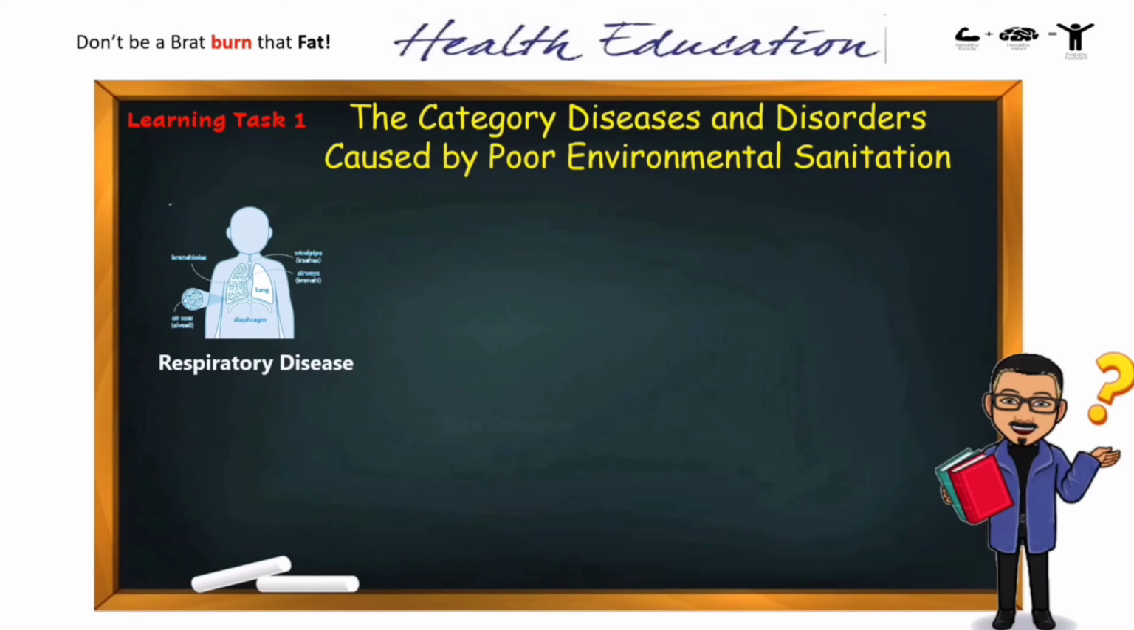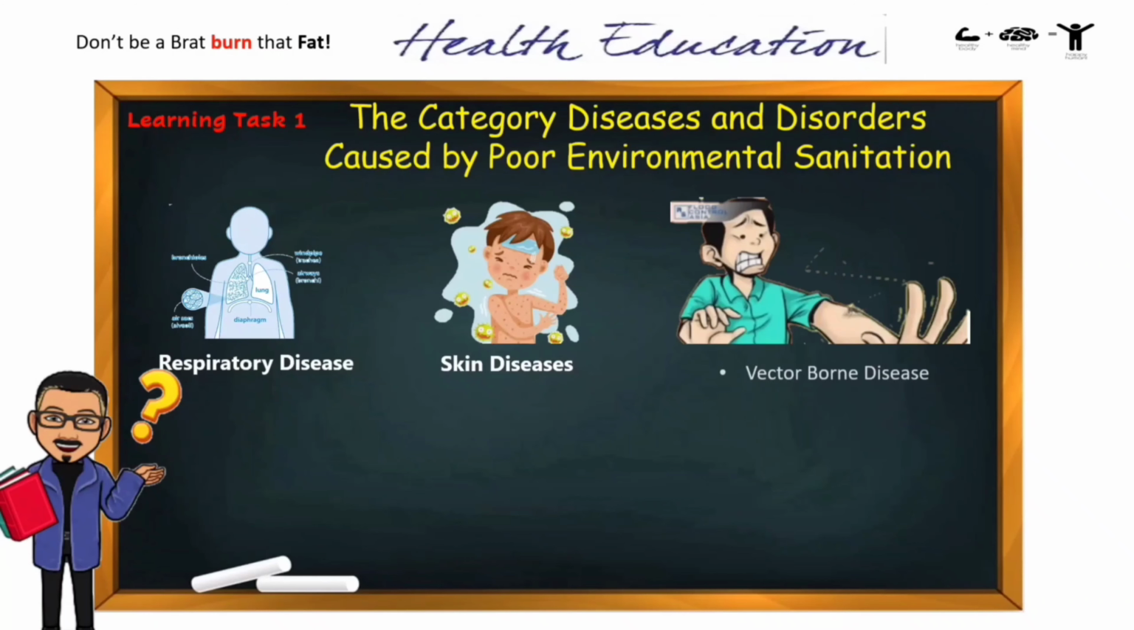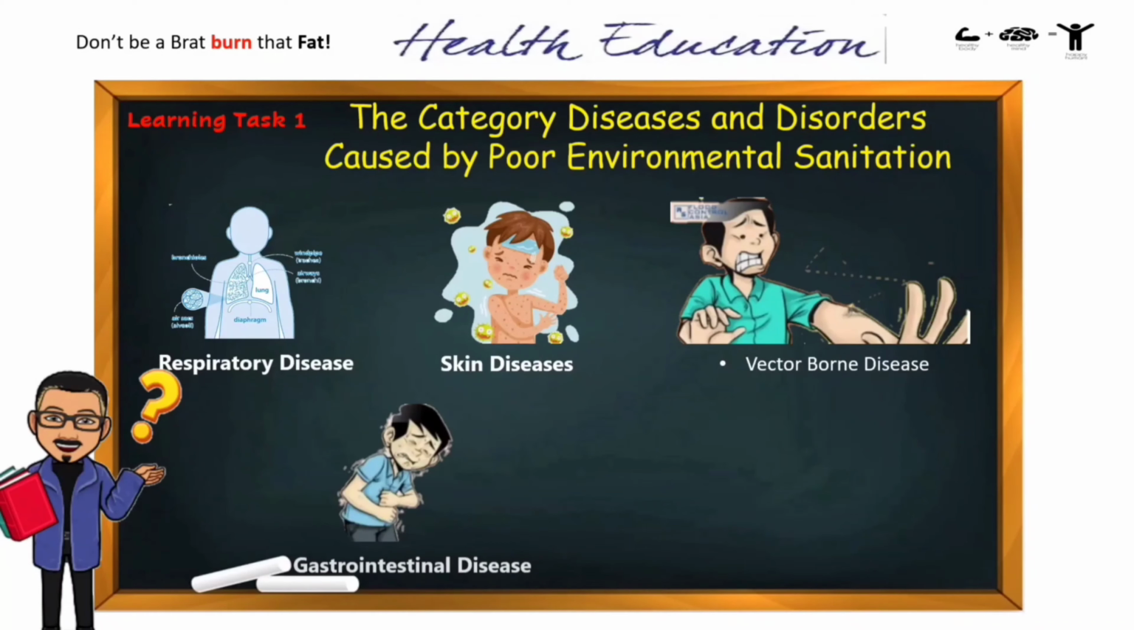Here are also the categories of the diseases and disorders caused by poor environmental sanitation. 1. Respiratory diseases. 2. Skin diseases. 3. Vector-borne diseases. 4. Gastrointestinal diseases. And the last one is neurological impairment.